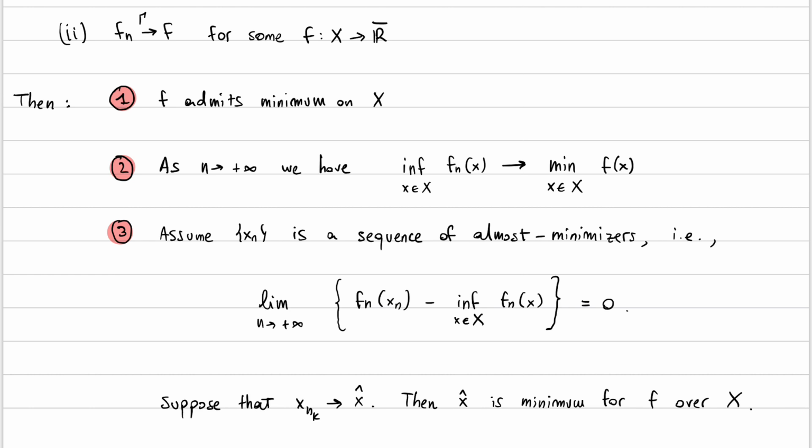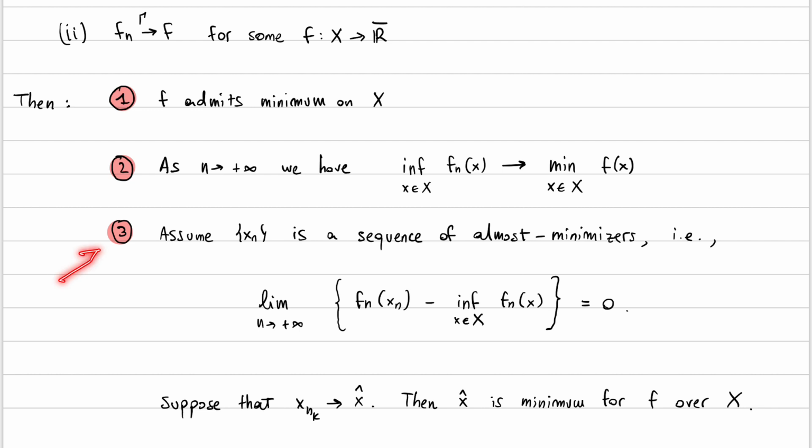Then number two, as n goes to plus infinity, we have that the infimum problems for the sequence of functions converge to the infimum problem for the gamma limit. So infimums are converging to infimums. And actually the infimum for the gamma limit is a minimum because of point 1.